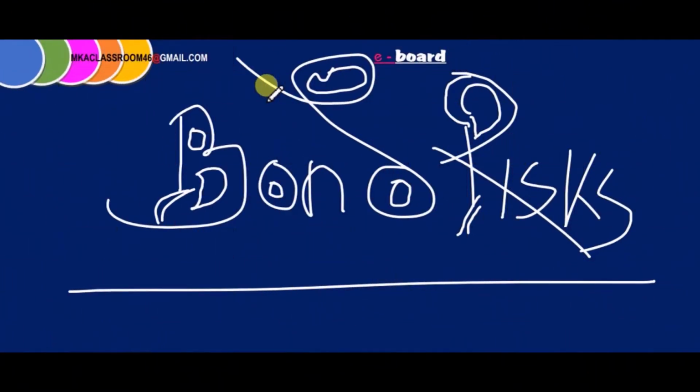Today we will start bond risks. Bonds are considered to be less risky than equity shares. Nevertheless, they are not entirely risk-free. Two types of risks are associated with investment in bonds. That are default risks and interest rate risks.